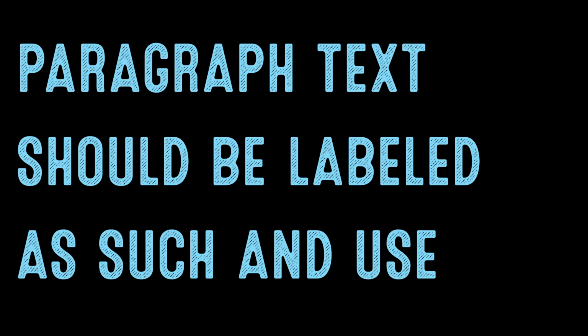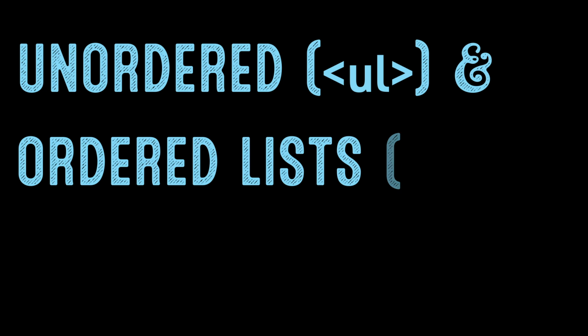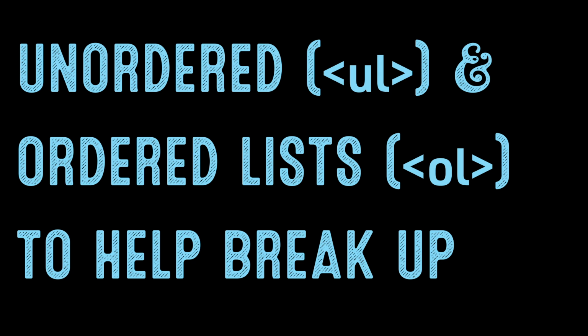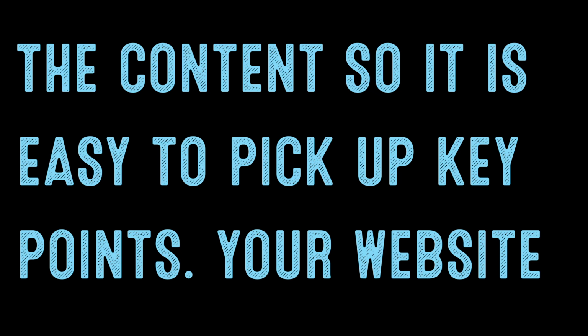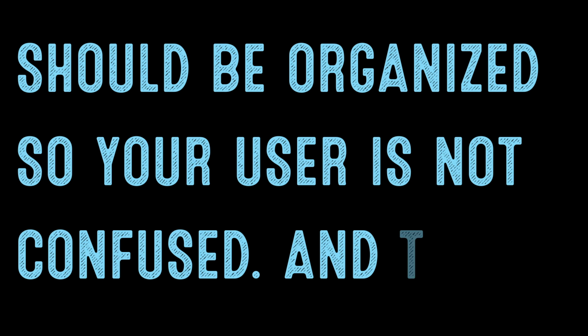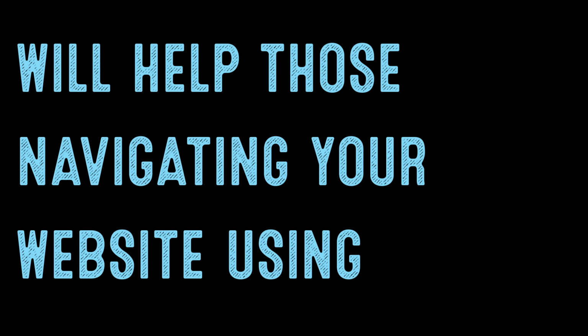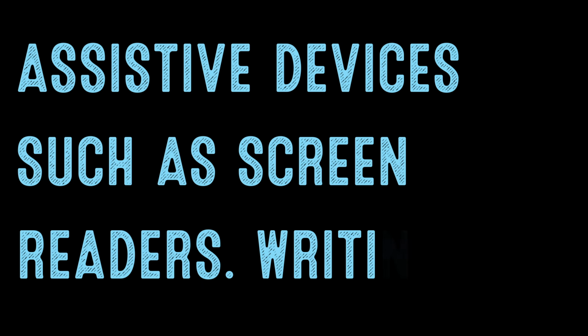Paragraph text should be labeled as such and use unordered and ordered lists to help break up the content so it is easy to pick up key points. Your website should be organized so your user is not confused, and this will help those navigating your website using assistive devices such as screen readers.